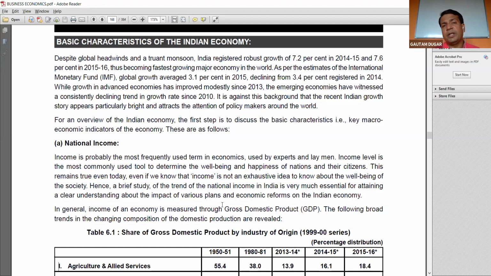Now Niti Aayog was required, the National Institution for Transforming India, of which the ex-officio chairperson is the Prime Minister of the nation. Currently it is headed by our Honorable Prime Minister Narendra Modi. So the question comes: which was the last plan of the Planning Commission? Was it the 12th plan? You have all those portions in the study material, but I'm just trying to pick up a few portions.